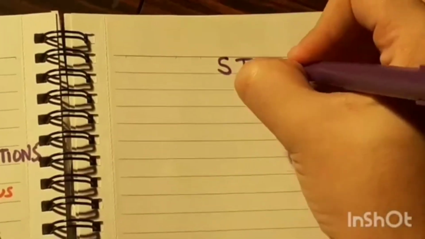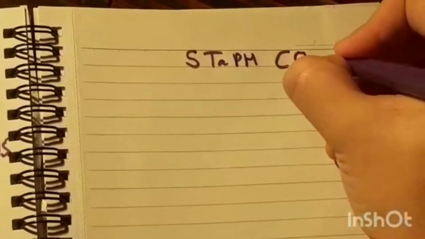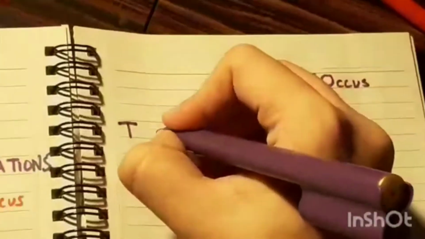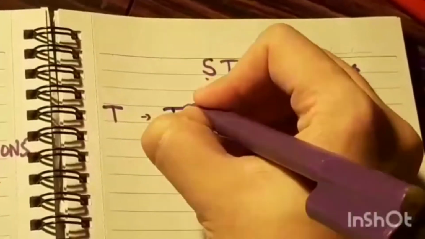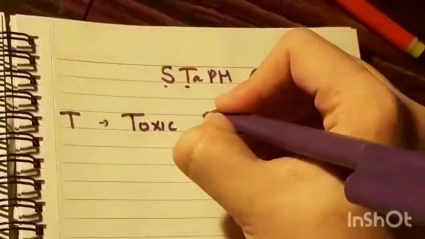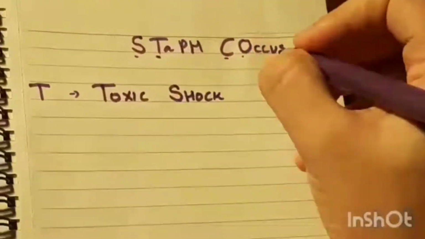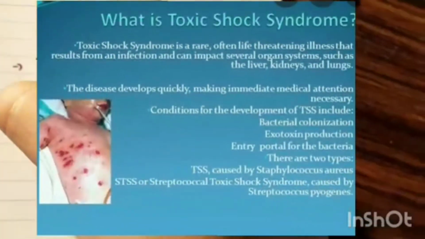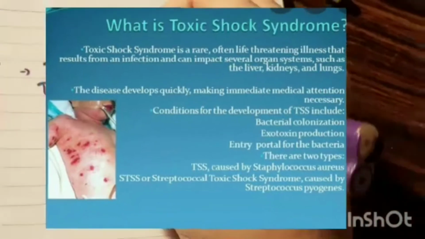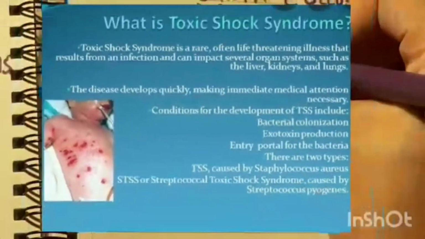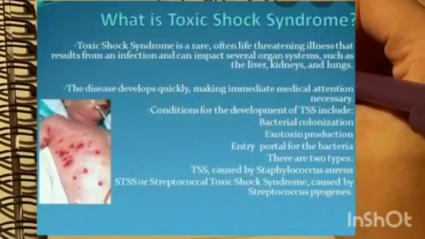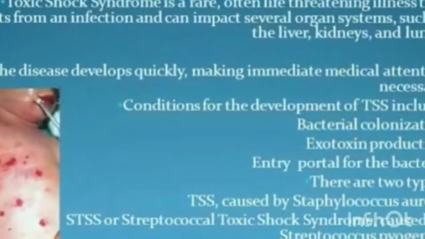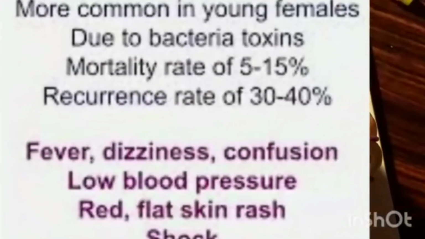Now if we write it again, all the letters S T P H C O. The fourth letter we'll write now is T. The T stands for toxic shock syndrome toxin, TSST. This is a potentially fatal multisystem disease presenting with fever, hypotension, myalgia, vomiting, diarrhea, mucosal hyperemia, and also an erythematous rash which desquamates subsequently.